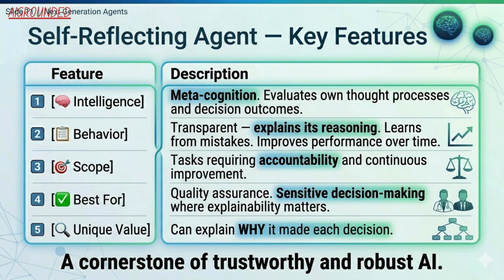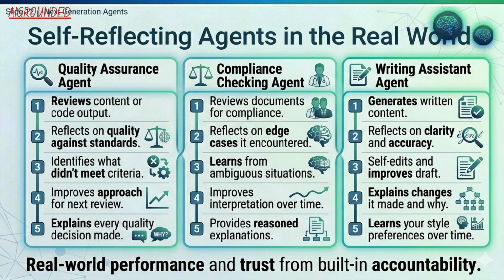Coming to scope: tasks that require accountability and continuous improvement. It is best for quality assurance workflows, sensitive decision-making environments, and any context where explainability is essential. And the unique value that sets them apart from all other types: they can explain exactly why they made each decision, not just what they decided, but why. The transparency is incredible value.